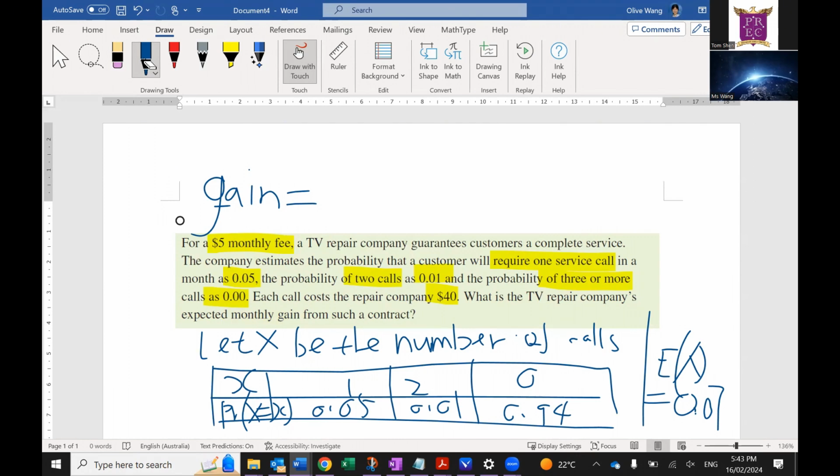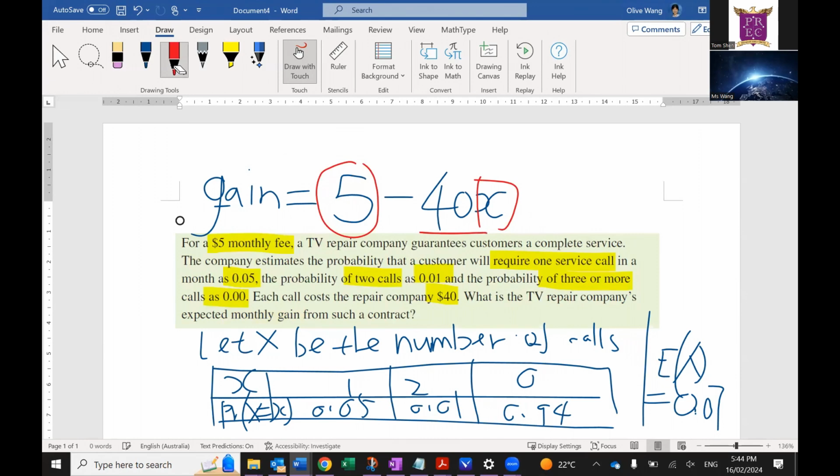So for one person, 5 is my monthly fee, and subtract every call costs me $40, so 40x. $5 is the money I get, and then $40 is the money I lose for each call. So imagine everyone, X is the number of calls. I don't know how many people there are. For each person, I can charge them $5 only for a month. In 1 month they can call multiple times, and every time they call, I need to pay $40. So that's 5 minus 40x then.